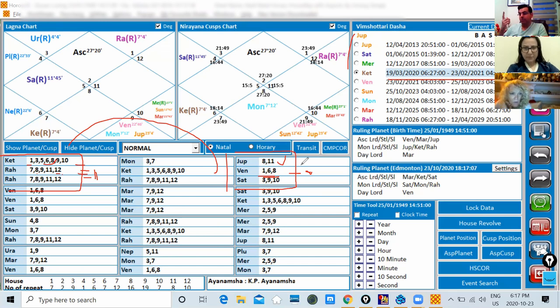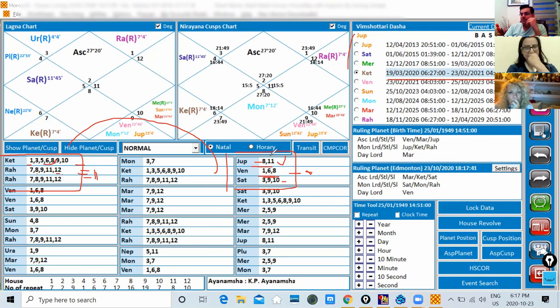Yes. 1 is you, 6 is health, 8 is pain, 12 is hospitalization, and you're losing money there. You're losing your health, your money, and your mind also. That's why 6-8-12 is the worst combination, right? But the 10 and 11 is keeping her afloat, keeping her alive. She has a support system working for her, and the inheritance is coming also. So even if she has a debt, she can pay it off the moment she gets the inheritance.